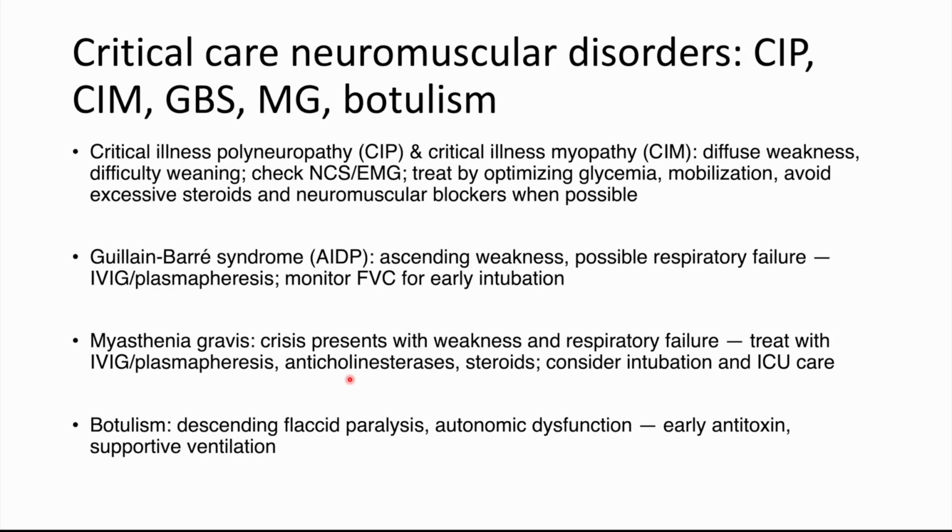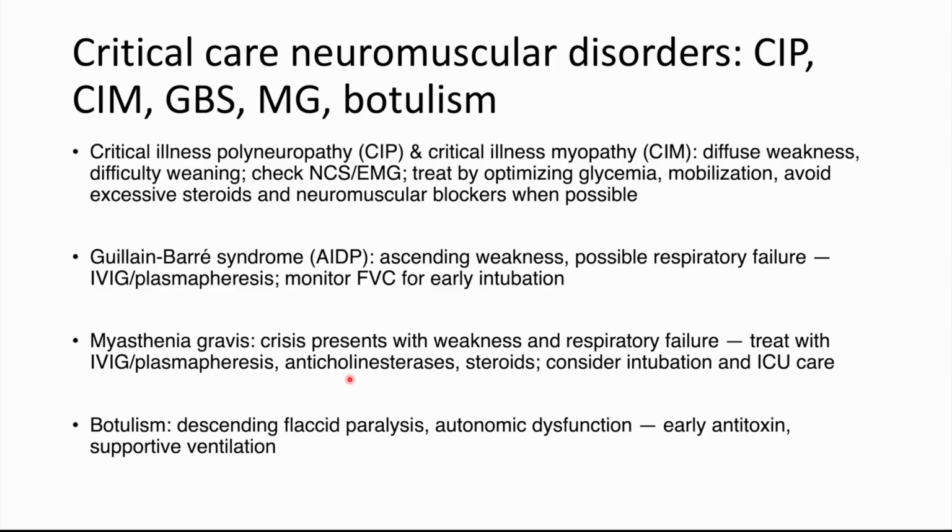Then critical care neuromuscular disorders include critical illness polyneuropathy, Guillain-Barré syndrome, myasthenia gravis, and botulism. Then critical illness polyneuropathy and critical illness myopathy present with diffuse weakness, difficulty in weaning. So they should be checked with EMG, NCS. Then we have to treat by optimizing glycemia and mobilization. Then we have to avoid excessive steroids and neuromuscular blockers.